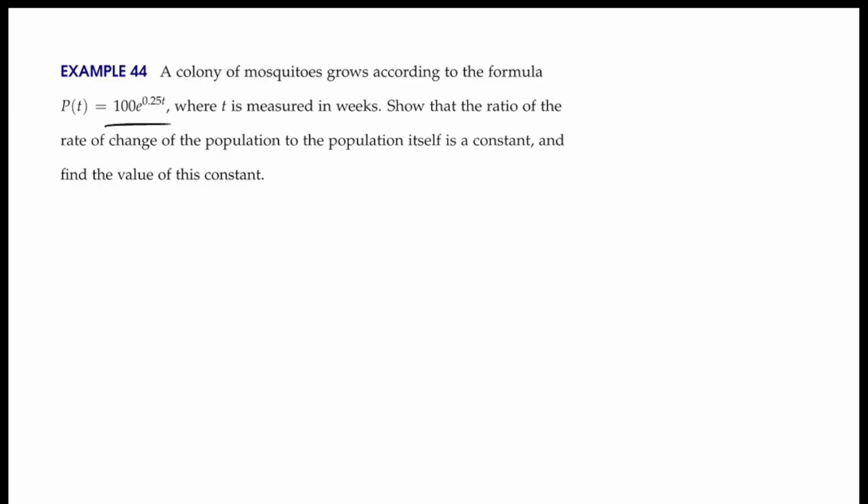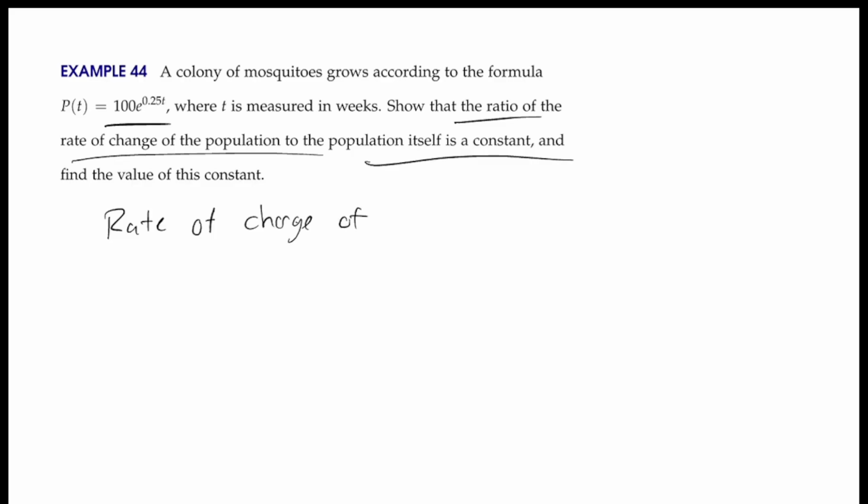And so we want to show that the ratio of the rate of change of the population to the population itself is a constant, okay? That's a lot of words that may confuse you. So let's start breaking this down. When we talk about the rate of change, that's the derivative. So when I say the rate of change of population, this is p prime of t, the derivative of the population. The population itself is just a way of referencing P of t.